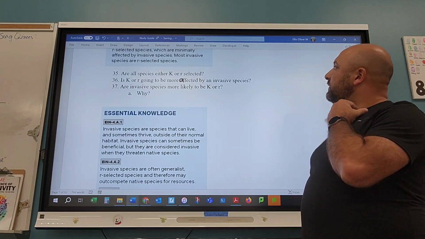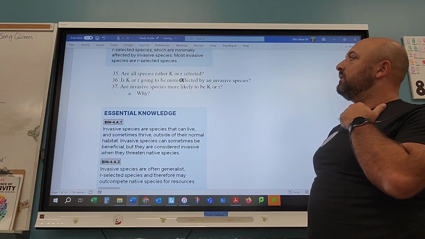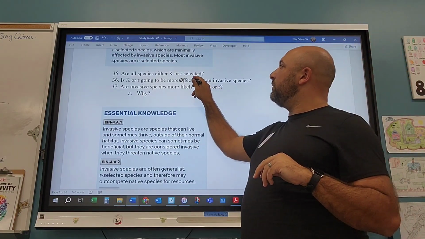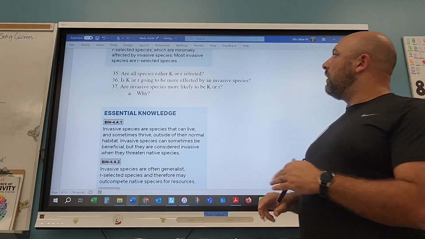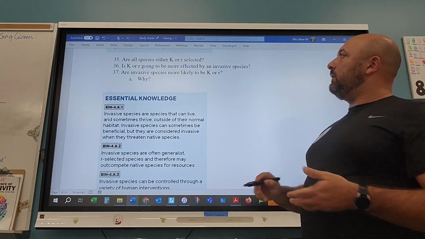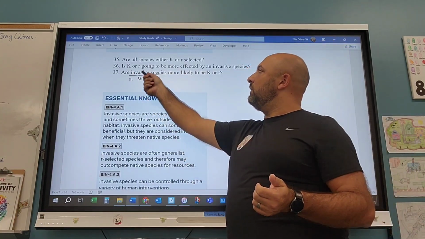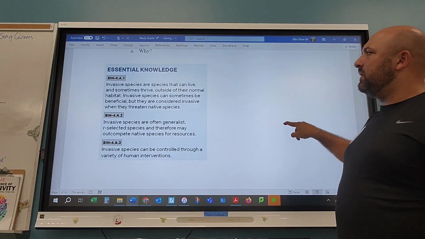K-selected species will be more affected because invasive species can kind of take over the area and out-reproduce them and out-compete them really quickly. Are invasive species more likely to be K or R? They're going to be R-selected. And why? Well, if they're R-selected, they can take over. And that's the definition of an invasive species, is it can take over. They reproduce a lot, and they eat a lot of different things.